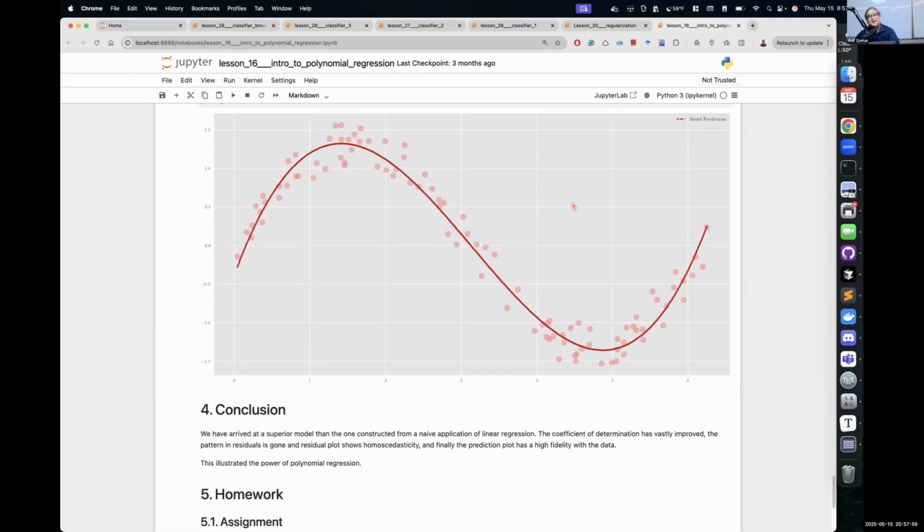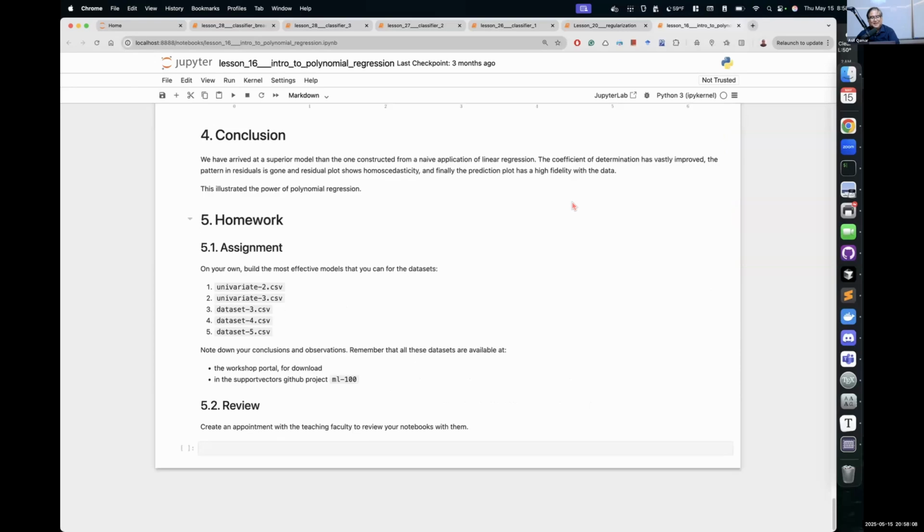This is the point I'm making: if you ever see data and you can count the bends, your first temptation should be to just model it with a polynomial. You will get it right.